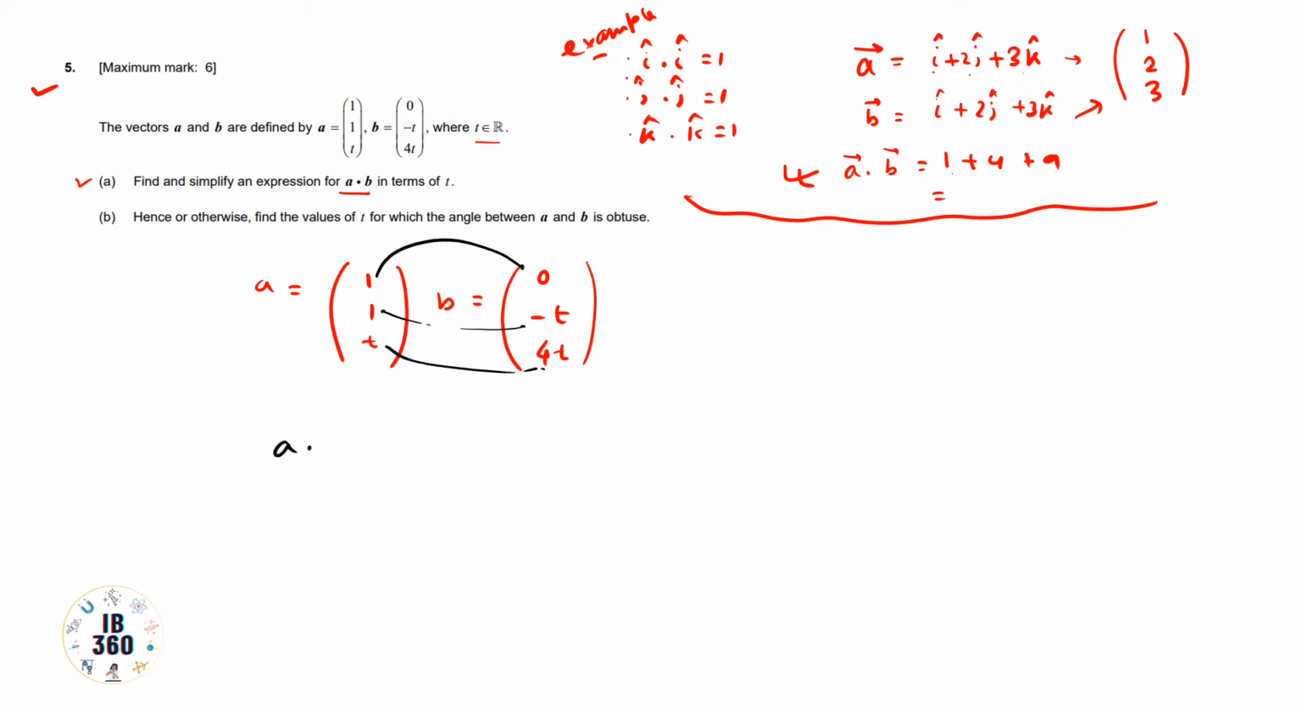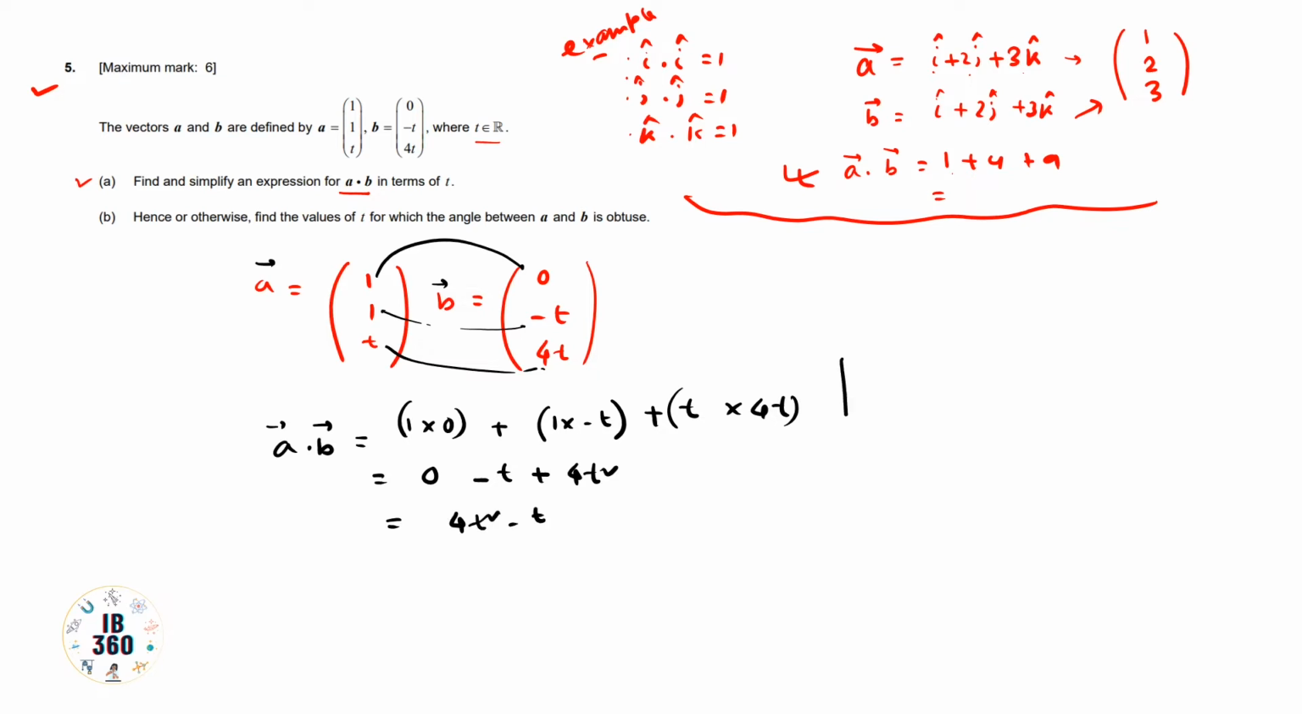So now A dot B, this is a vector sign, becomes 1 into 0 plus 1 into minus t plus t into 4t. So we are getting the answer to be 0 minus t plus 4t square. If we arrange the answer in a perfect order, then we get 4t square minus t. So ultimately A vector dot B vector is equal to nothing but 4t square minus t. So this is the answer. In terms of t, we have calculated the answer.